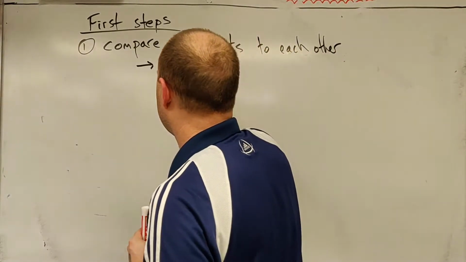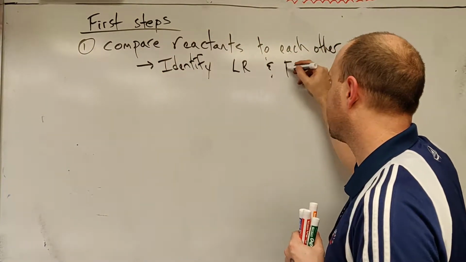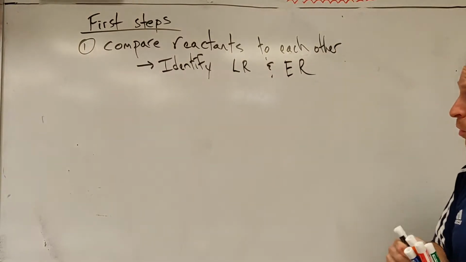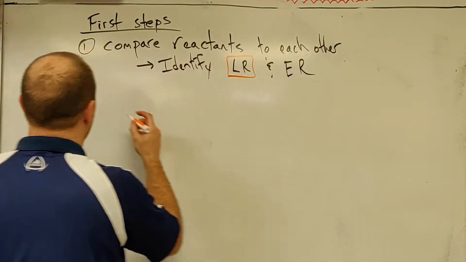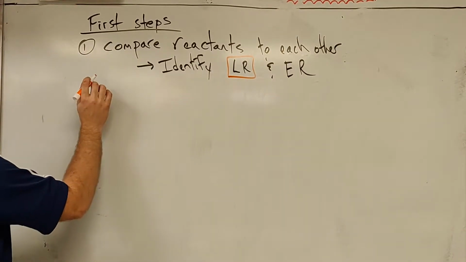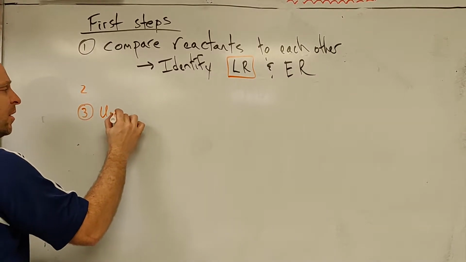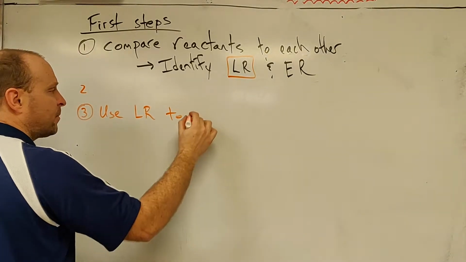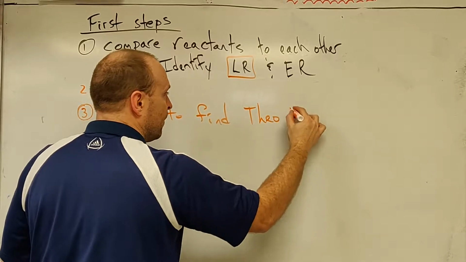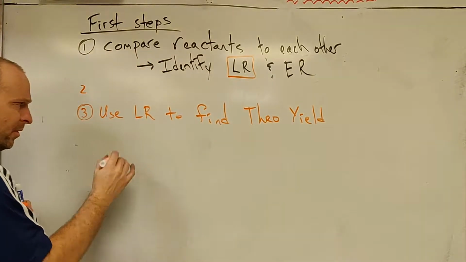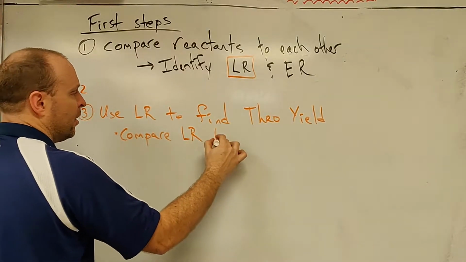So you need to then identify the limiting reactant and the excess reactant, right? And what can we do with those? Well, the limiting reactant determines how much product we can have. So you're going to use, in fact, I'm going to call this step 3. You're going to use the limiting reactant to find a theoretical yield, right? And to do so, you're going to compare the limiting reactant to your products.